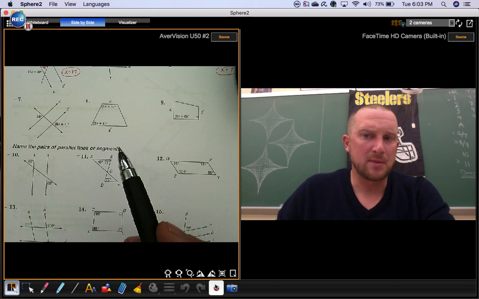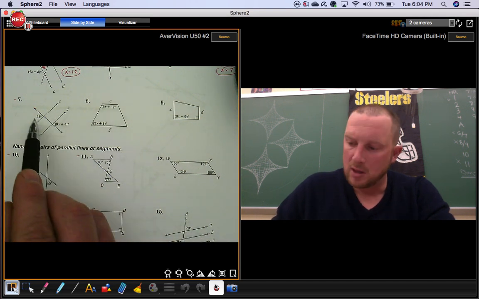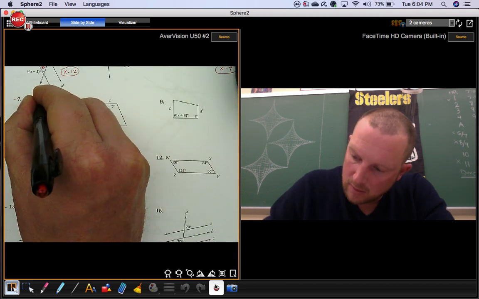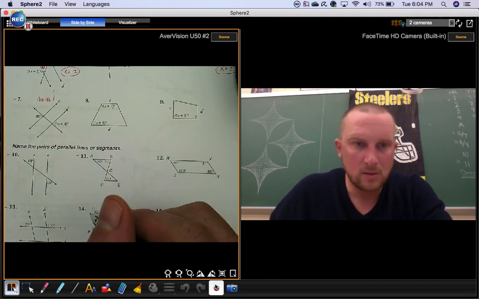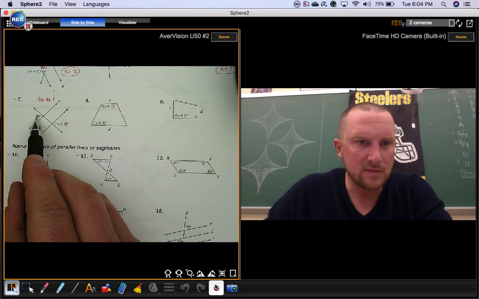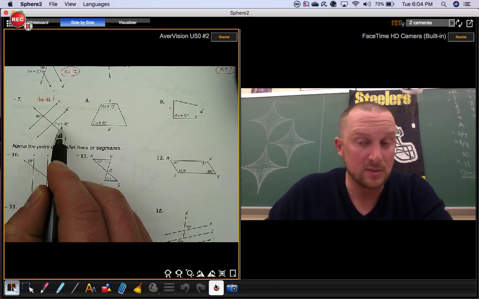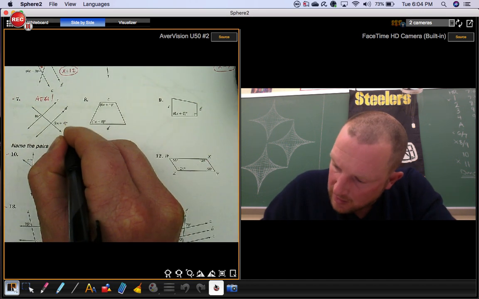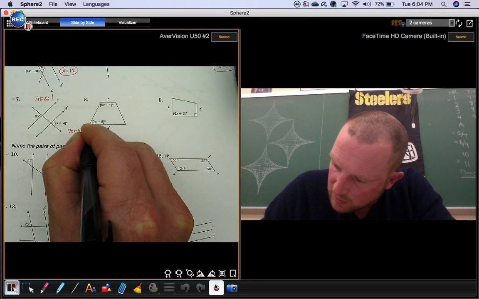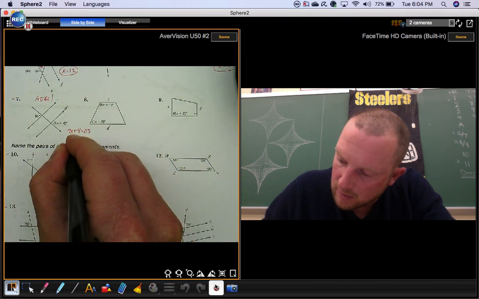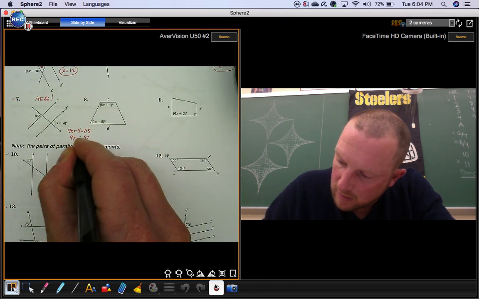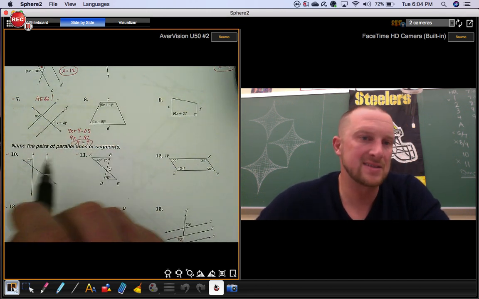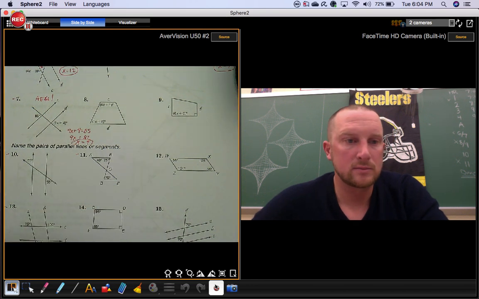Number 7, same type of thing. You want the lines to be parallel. These angles are alternate exterior. If that angle is 85 degrees, this angle needs to be 85 degrees. Alternate exterior angles need to be the same. So 9 times a number plus 4 equals 85. X is 9. That would make the lines parallel.